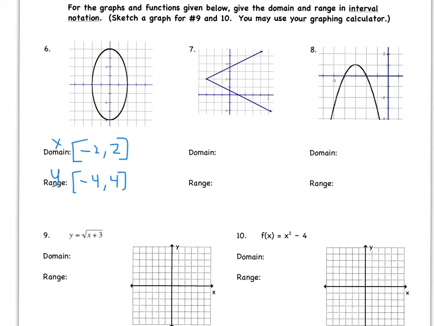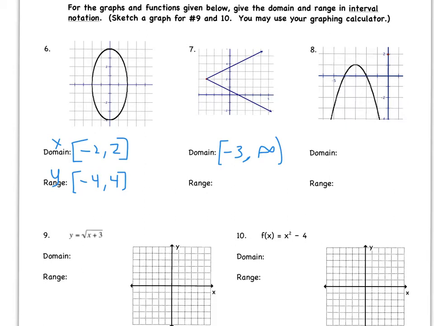Okay, problem 7. Domain. Domain is the left, right. Does the graph forever go in the left direction? No. What is the first number that x takes on going to the left? -3. Okay, does it forever go in the right direction? Yes. -3 is included, so it gets a bracket. Infinity always gets a parenthesis.